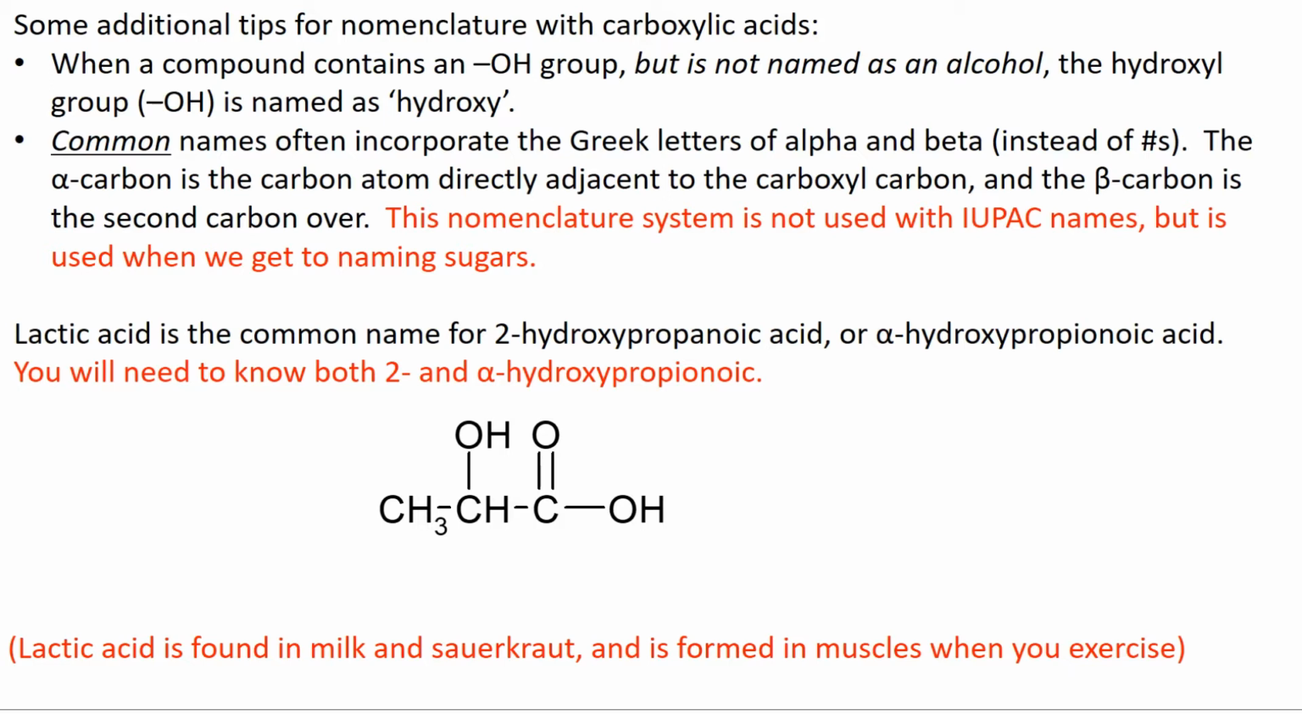So far we've been saying 2-hydroxy or 3-hydroxy. Common names use alpha and beta, where alpha is going to be the carbon right next to your carboxylic acid. So this is carbon number 1 always, and the one next to it is alpha. Then keep going down the Greek letters. The next one would then be beta.